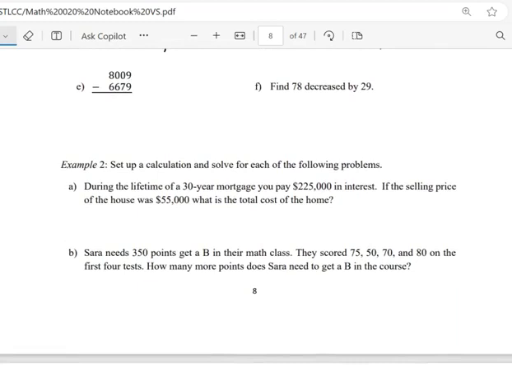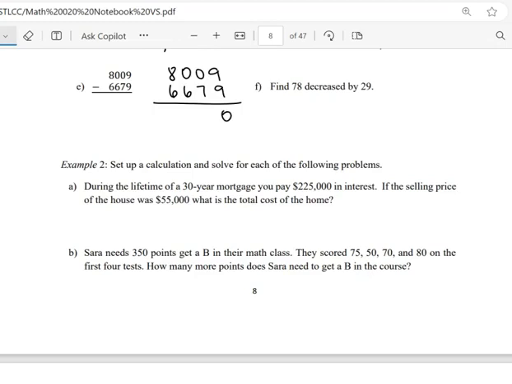So next one is 8,009 minus 6,679. I know there's going to be some borrowing there. Pretty tricky because of the zeros. All right, so 9 minus 9 is a 0. We got a break there.